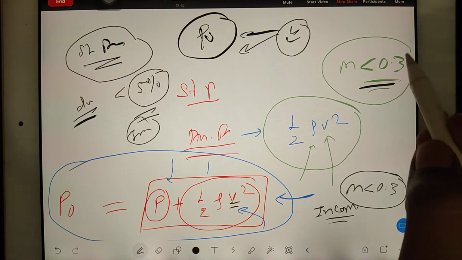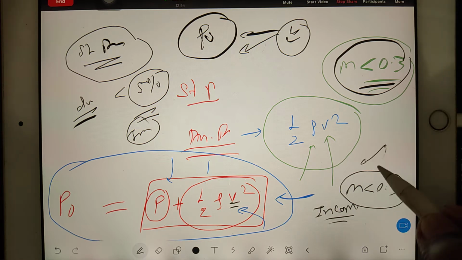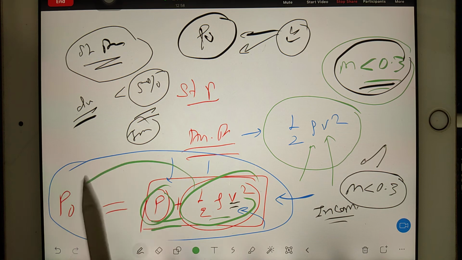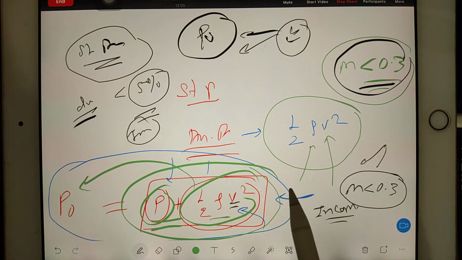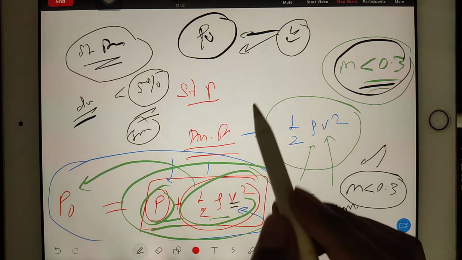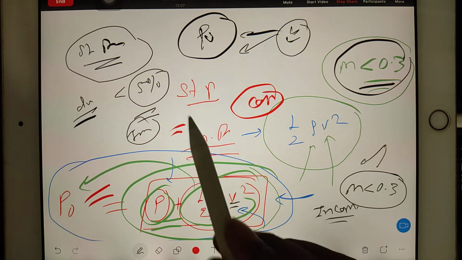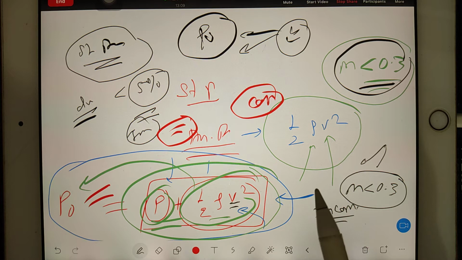If your change in density is less than 5%, then also you will say it is incompressible flow. If your Mach number is less than 0.3, then also you will say incompressible flow. P plus half rho v square, static and dynamic, gives you total. This equation is valid only for incompressible flow. In case of compressible flow, this equation will change, and I will teach you this in gas dynamics, what will happen in compressible flow.